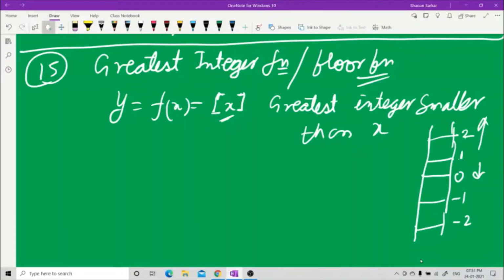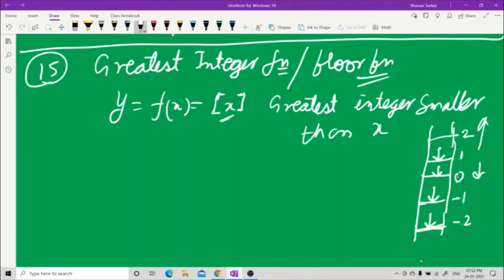Suppose my point is here. This is the floor function. Remember, this is called the floor function. Point is here, between 1 and 2, it will go to 1. Between 1 and 0, it will go to 0. Between 0 and -1, it will come to -1. Between -1 and -2, it will come to -2 because it is coming to the floor.